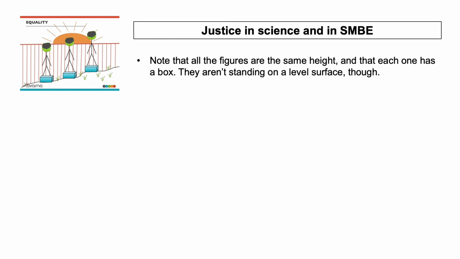So an important thing to notice here is that all of these figures are the same height. That's important because it's not implying that there's a group that started with a deficit. We could also critique this because all the figures look exactly the same, and of course we're not all exactly the same. But leaving that aside for the moment, we should also notice that each one of them has a box. That's equality. Everyone has the same resources. But because they are not standing on a level surface, everybody can't see over the fence.